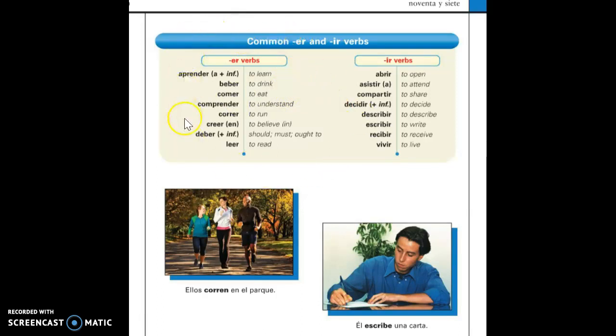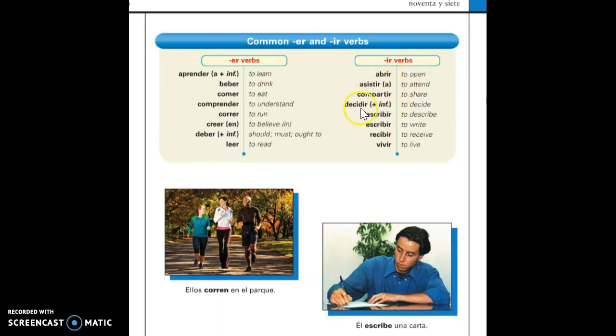First, on la izquierda, ER verbs: aprender, beber, comer, comprender, correr, creer en. Deber plus infinitive, you'll always see that used with another verb right after. And as you know, when you use two verbs back to back, you're only going to conjugate the first one. And then leer.